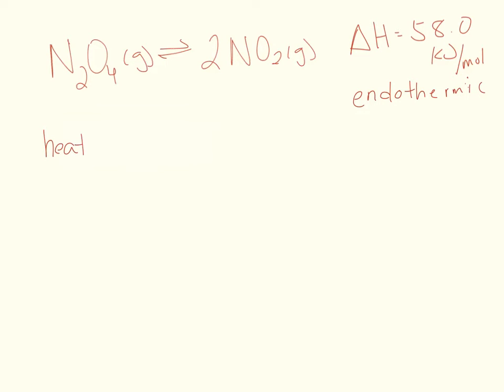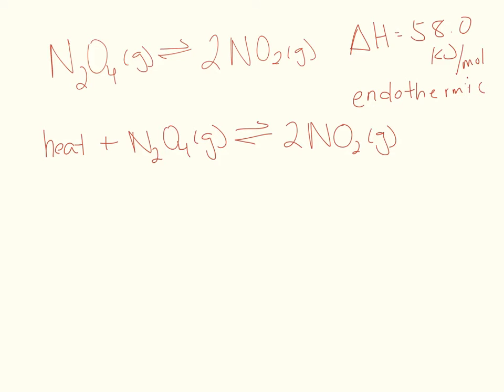So we can rewrite this as heat plus N2O4 gas in equilibrium with 2NO2 gas. And then if we treat heat as a reactant, we can apply the same rules that we did with the first point, where if you add or take away a reactant, it will shift the equilibrium accordingly, right?